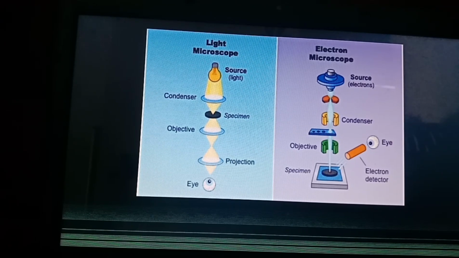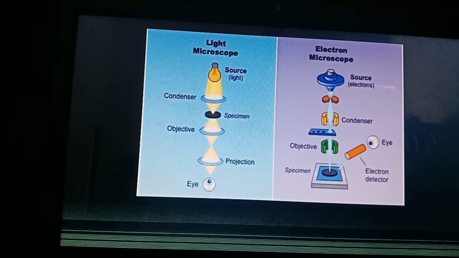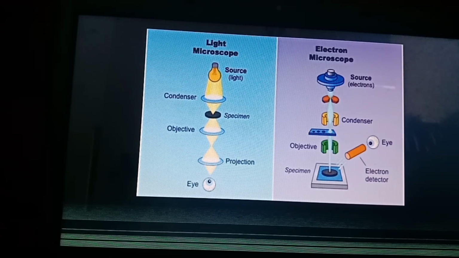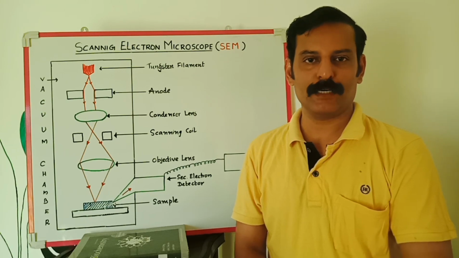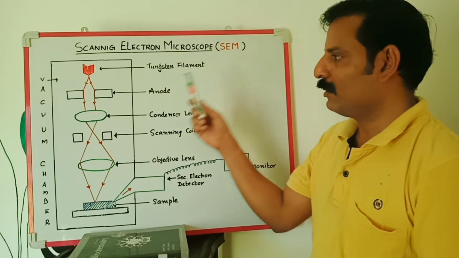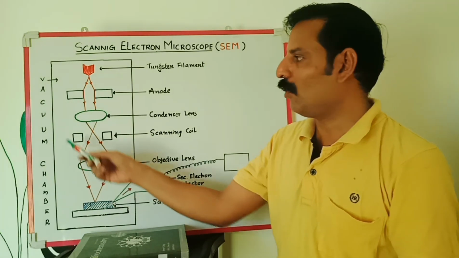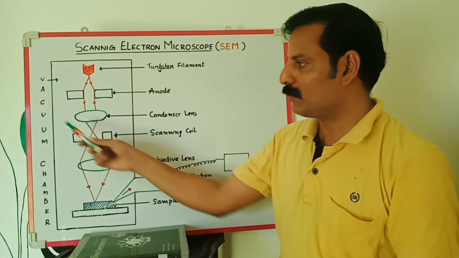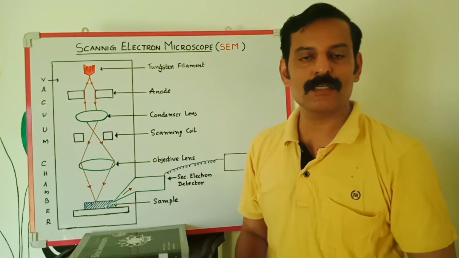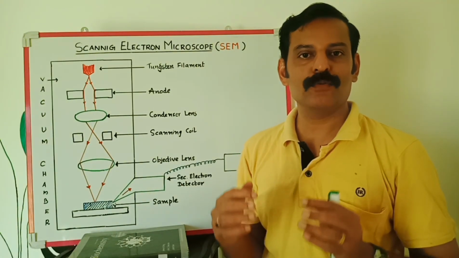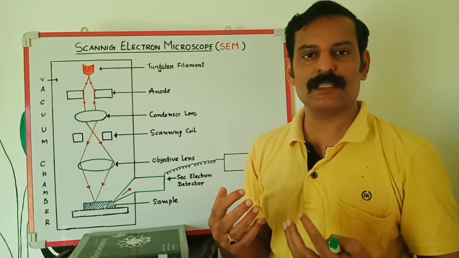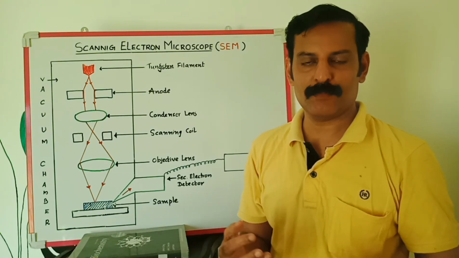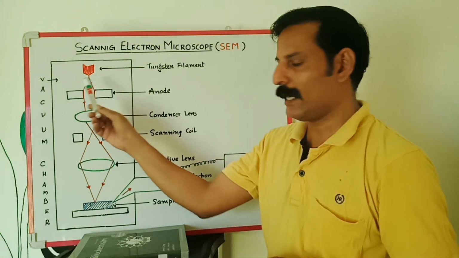Let us see the detailed structure of different types of electron microscopes. Today in this video we are going to discuss the scanning electron microscope. So friends, let us see the diagrammatic representation and working of the scanning electron microscope, otherwise known as SEM. In this diagram, you can see the whole setup is kept in a vacuum, because we need a vacuum chamber in order to keep the electrons safe without any scattering or disturbances. If there are air currents or other disturbances, the electrons will be disturbed.